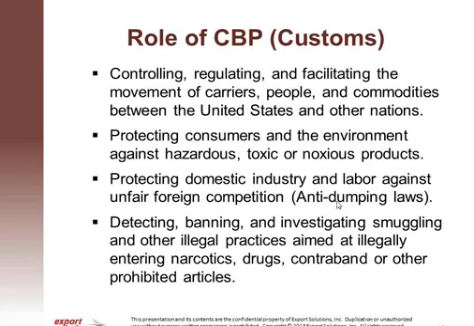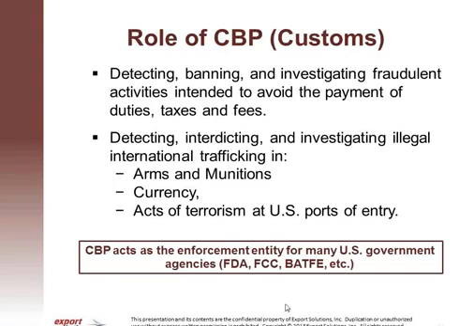manufacturers. They also look at detecting, banning, and investigating the smuggling of things like drugs, narcotics, and arms and munitions types of products that are coming into the U.S.